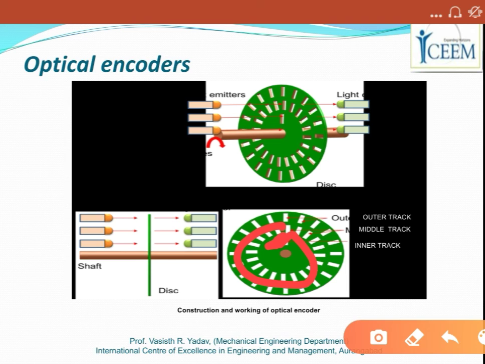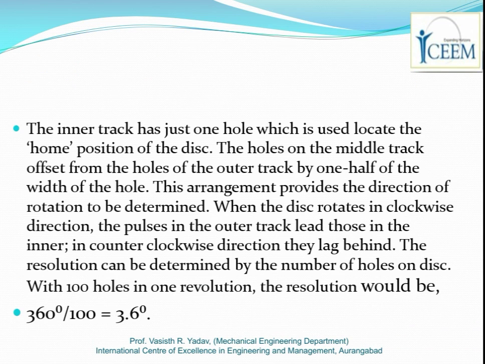With 100 holes in one revolution, the resolution would be 360 by 100, that is 3.6 degrees. All these things I have provided on the slides: if there are 100 holes, then the resolution will be 360 degrees by 100, that is 3.6 degrees. The minimum angular displacement which it can measure is 3.6 degrees, right?